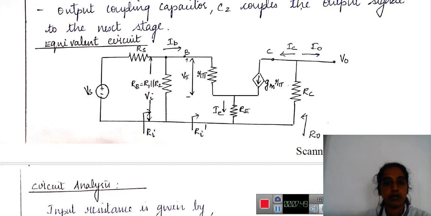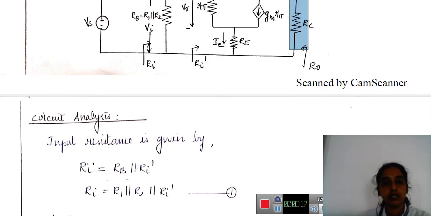So I have my voltage source, resistance, R1 parallel to R2 base resistance, R pi and Gm into R pi. So here Gm into V pi. Consider this as the equivalent circuit of transistor and here I have considered Re. So this is Re and the collector resistance Rc. So here I have considered this as Ri, I have considered this as Ri dash.